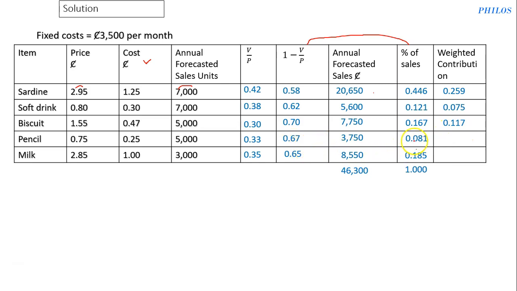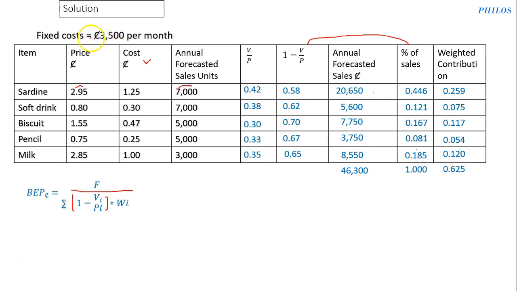The next one, 0.67 times 0.081 will give you 0.054. And the last one, 0.65 times 0.185 will give you 0.120. So these are the weighted contributions. So when you add the weighted contribution together, you get 0.625. Okay. Now, after doing that, then let's recall the formula for the multi-product break-even point.